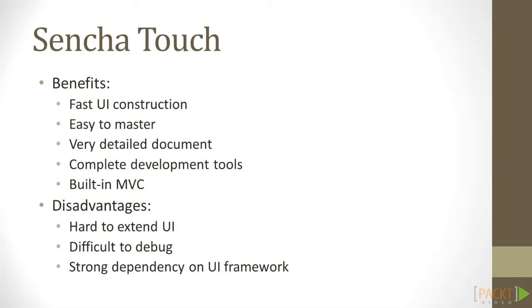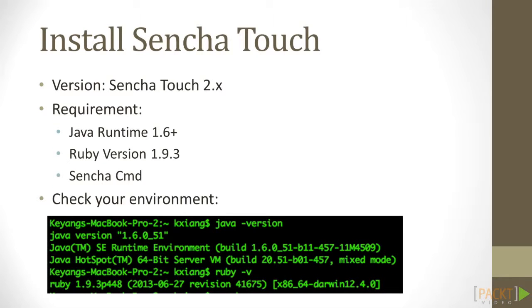It contains development tools that help manage Sencha app development. Besides, Sencha Touch is based on the model view controller pattern, which is also applied to Sencha Touch apps. It dramatically increases the readability of applications. Sencha Touch is now at version 2.x. Before using it, we need to check if our system meets the basic requirements.